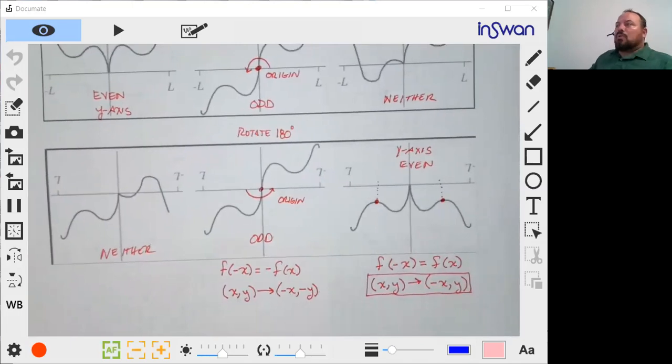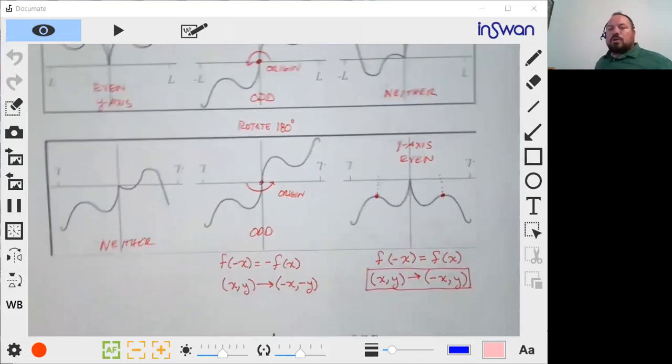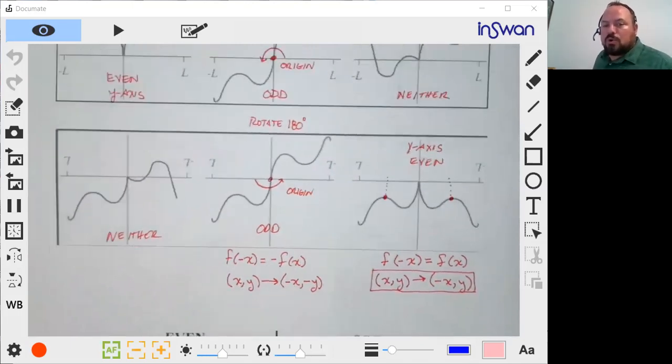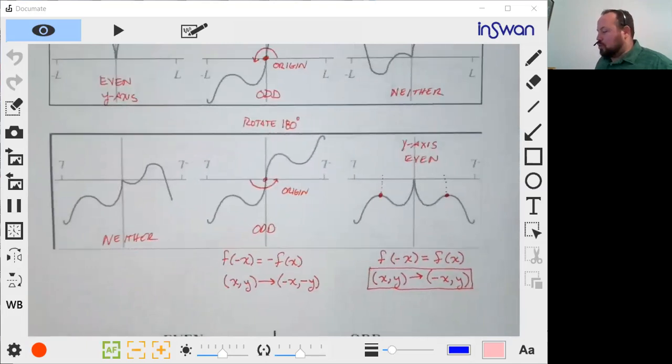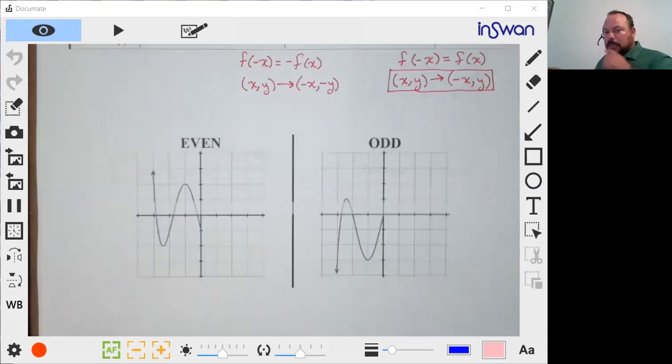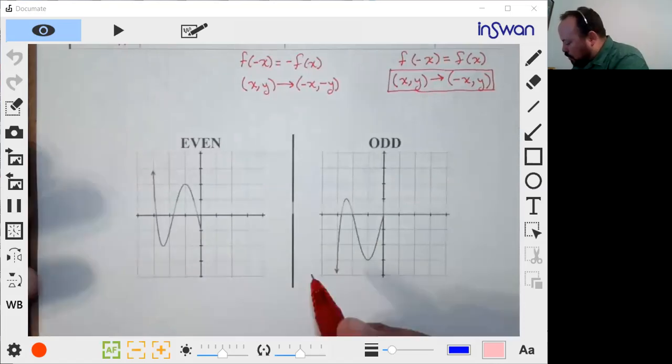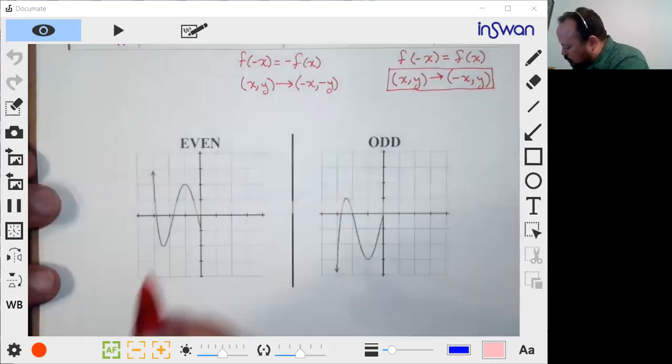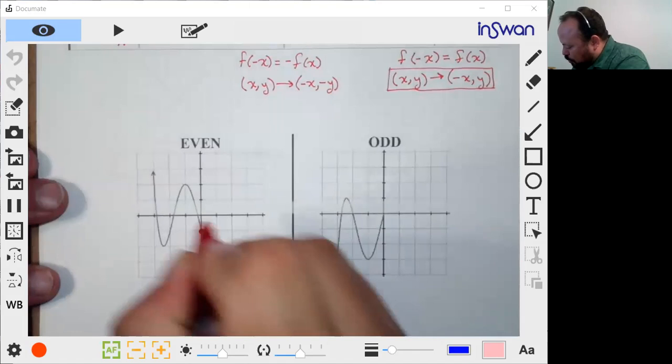Okay, now what can that look like when we are going to draw? What can this even and odd symmetry look like if we have to draw it ourselves? So here are a couple of graphs. And for this first one, I'm going to go ahead and pick a couple of points.